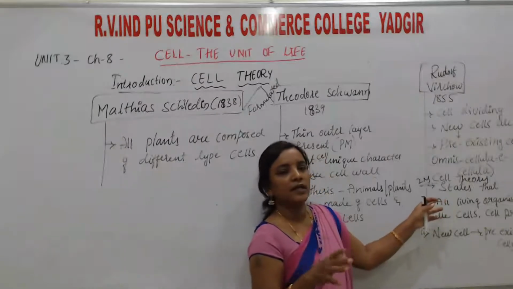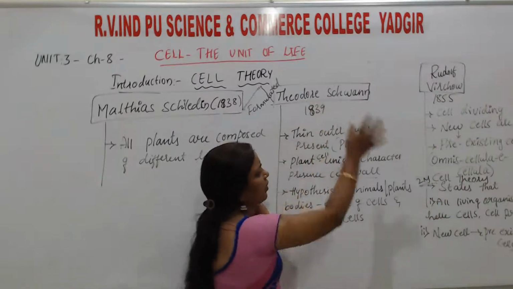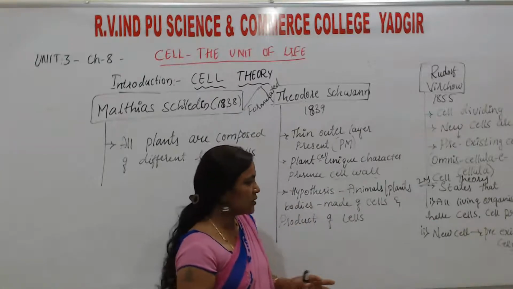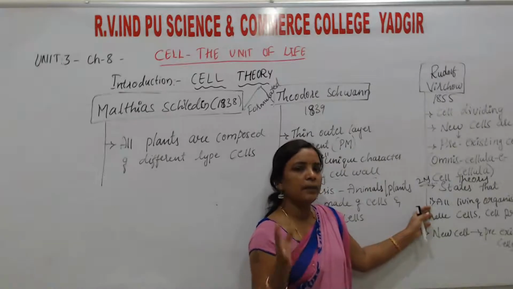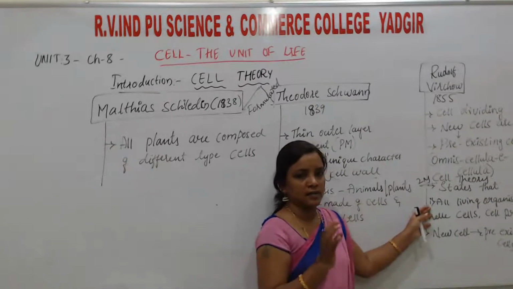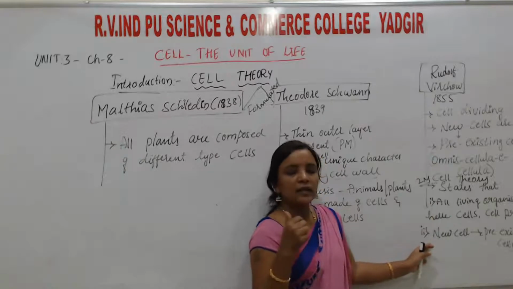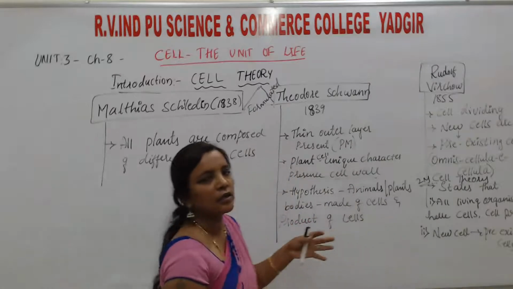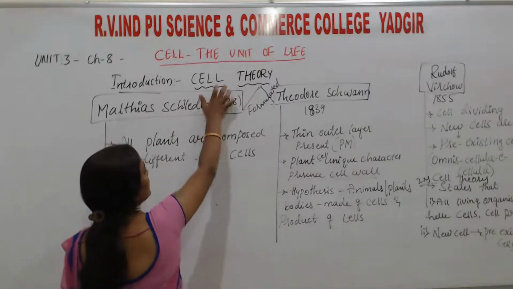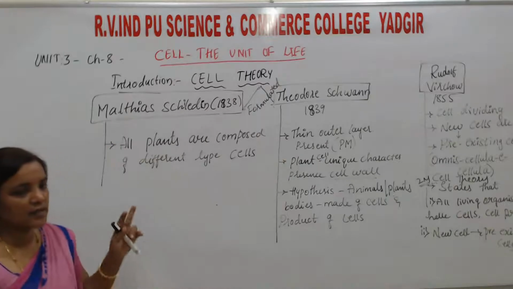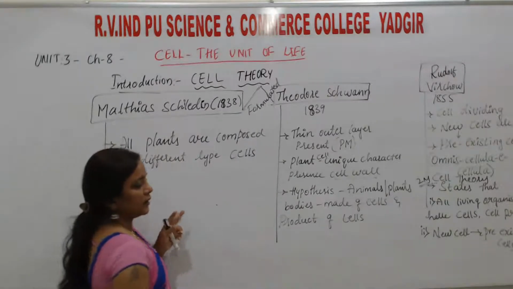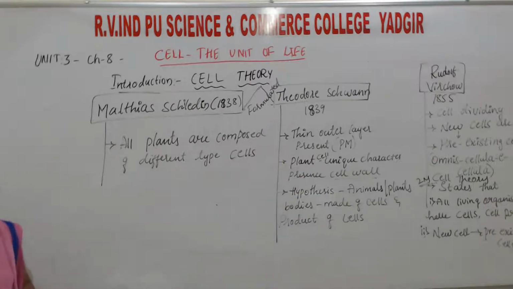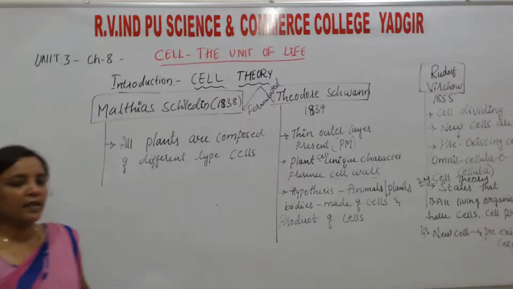So what is cell theory stating, after hearing all these? Cell theory confirms two things. All living organisms are made up of cells and products of cells. That is one point. And new cells are produced from pre-existing cells. This statement will be asked for 2 marks. Next, we will move to the overall view of the cell.